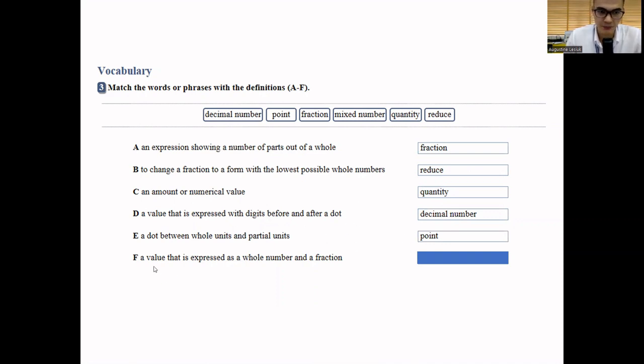And the last one, a value that is expressed as a whole number and a fraction. We call this one a mixed number. So a mixed number would have a whole number and a fraction next to the whole number. Okay, so those are the answers. Moving on.